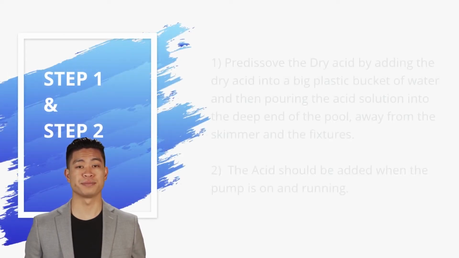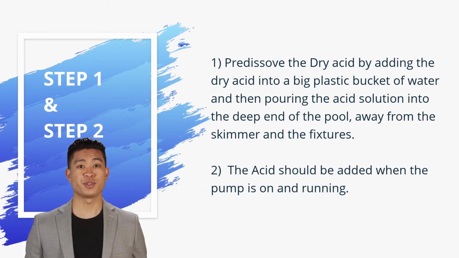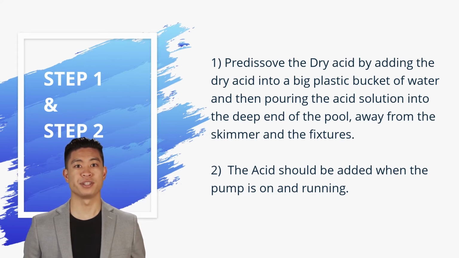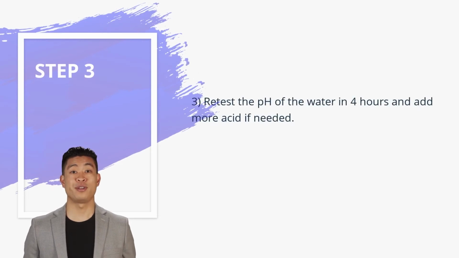Routine usage directions. Step 1. Predissolve the dry acid by adding the dry acid into a big plastic bucket of water and then pouring the acid solution into the deep end of the pool, away from the skimmer and the fixtures. Step 2. Dry acid should be added when the pump is on and running. Step 3. Retest the pH of the water in 4 hours and add more acid if needed.